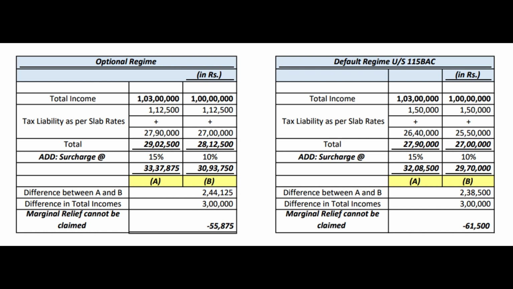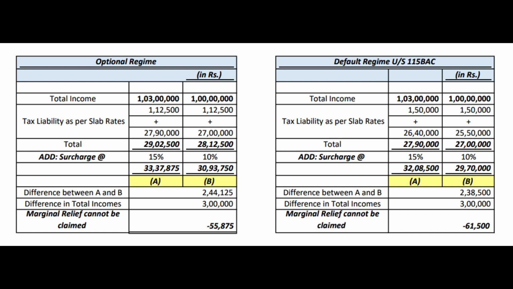The tax liability will be rupees 27 lakh. To that we add only 10% surcharge since the total income has not exceeded rupees 1 crore. The total tax liability including the surcharge will be rupees 29 lakh 70,000. The difference between A and B cases is rupees 2 lakh 38,500.